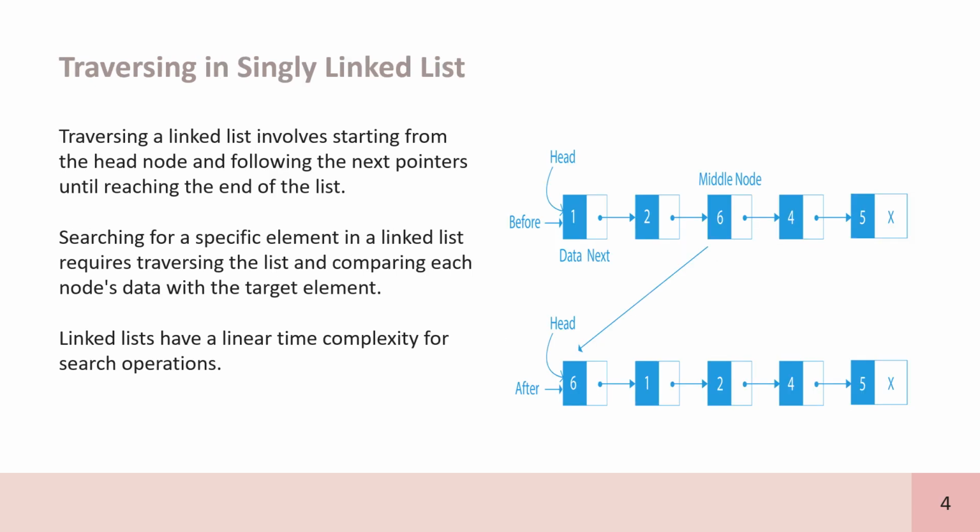Traversing in a singly linked list. Traversing a linked list involves starting from the head node and following the next pointers until reaching the end of the list. Searching for a specific element in a linked list requires traversing the list and comparing each node's data with the target element. Linked lists have a linear time complexity for search operations. Here, when I am traversing through the list, I will be checking each node, and when I get a suitable node, I will stop at that time.